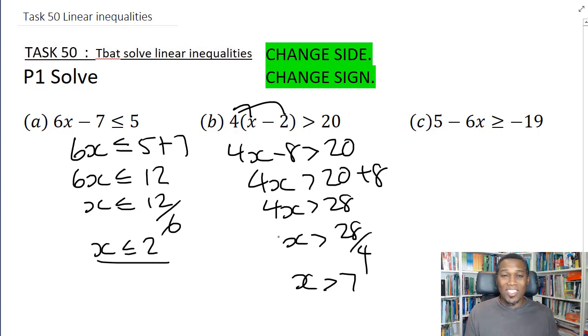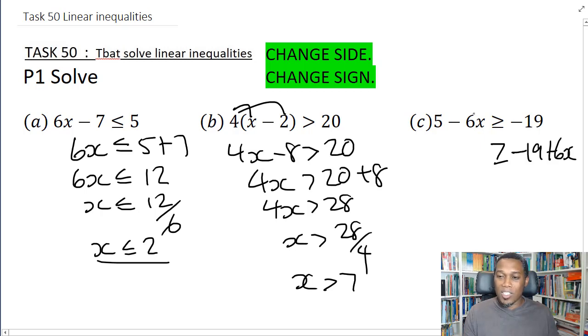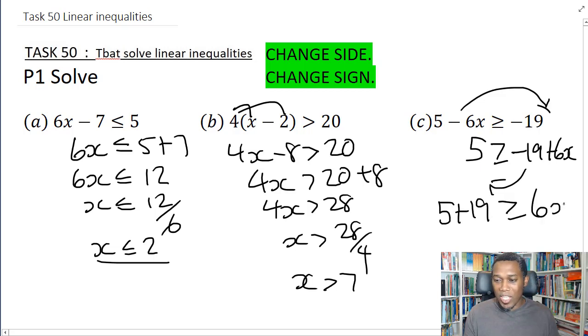Think you can manage doing an exercise on this? I think you can. What's the answer for C? We do. Greater than or equal to the minus 19 plus 6x. The 6x moves on to the right-hand side. 5 remains. Then the minus 19 needs to go on to the left-hand side, giving me 5 plus 19 is greater than or equal to 6x.